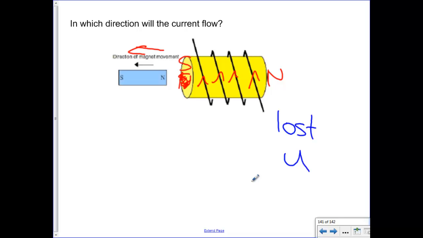Right. So if the magnet was going into the coil, would it put the current around that? Yes. That's basically the AC concept. If it's going in, it's going to cause the current to go one direction. As you pull it out, it causes the current to go the other direction.